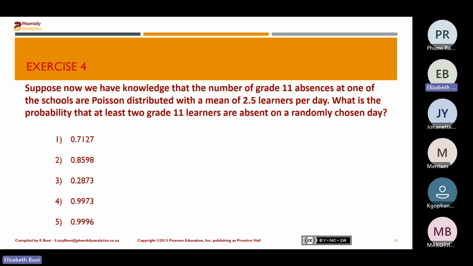Going to our statement, what is our lambda? 2.5. And what does the question ask? What is at least? Now, link the wording to the meaning and then to the sign. What is at least?